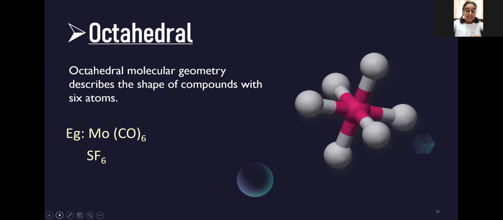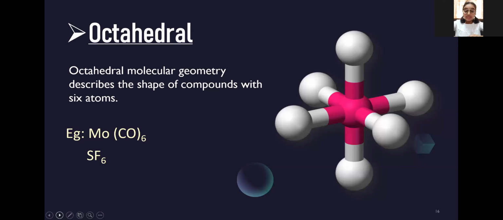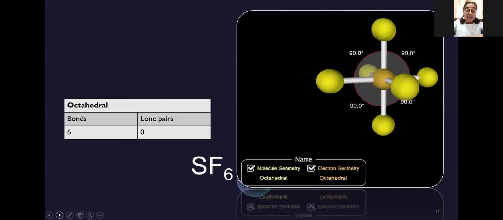Moving on to the next molecular geometry, that is octahedral. As you can see here, we have a central atom bonded to 6 other atoms. Above and below, the bonds are in the same plane. The bond angle is 90 degrees. There are 6 bonds and 0 lone pairs. The octahedron has 8 faces. Hence, the prefix is octa. In such a situation, the molecular geometry is called octahedral, and so is the electron geometry. Here are the examples, Mo(CO)6 and SF6.